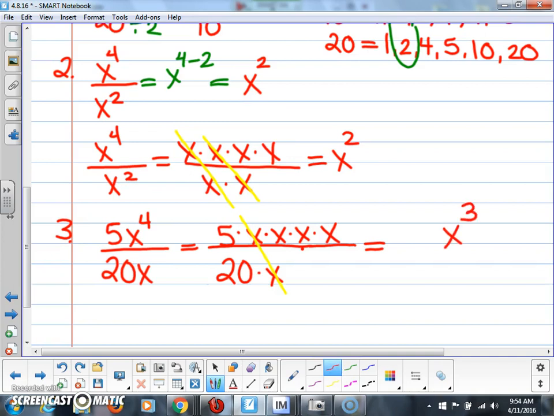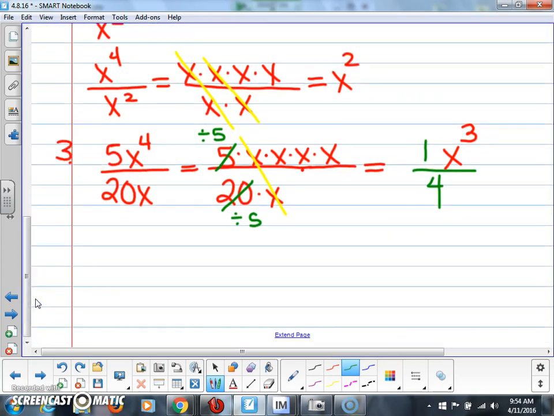And then what happens with your 5 and your 20? Yeah, how many times, what am I dividing by? By 5. Okay, so I'm going to divide the top and the bottom by 5. 5 divided by 5 is 1. And then 20 divided by 5 is 4. So 1x cubed over 4. Are there any questions on that?